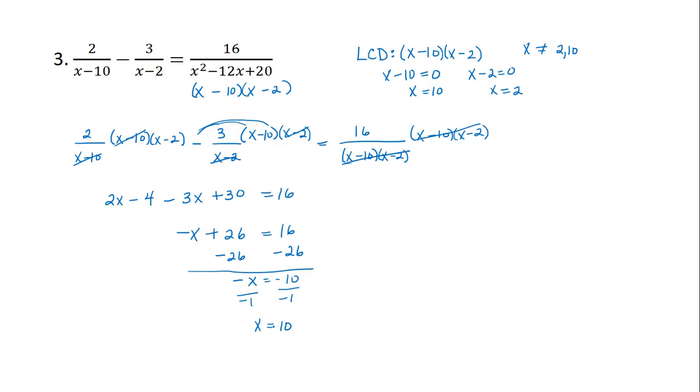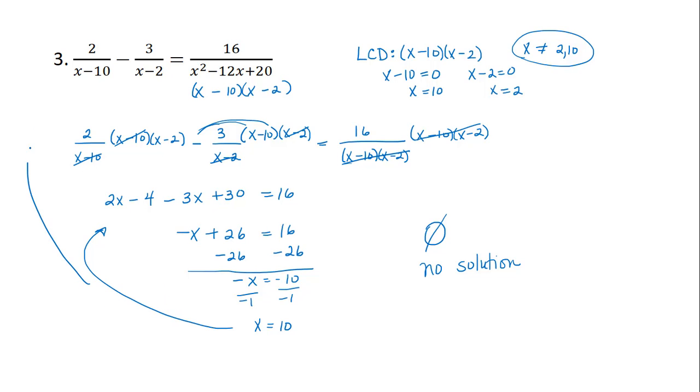Hopefully that triggers a red flag because we just stated that x cannot be 10. So we have to exclude this value from the solution set, which means that there is no number that solves this equation. Therefore, the solution set is written as the empty set, right? No solution. And keep in mind that 10 solves this linear equation that resulted from clearing fractions, but it does not solve the original equation because it makes the denominator of the original equation 0.